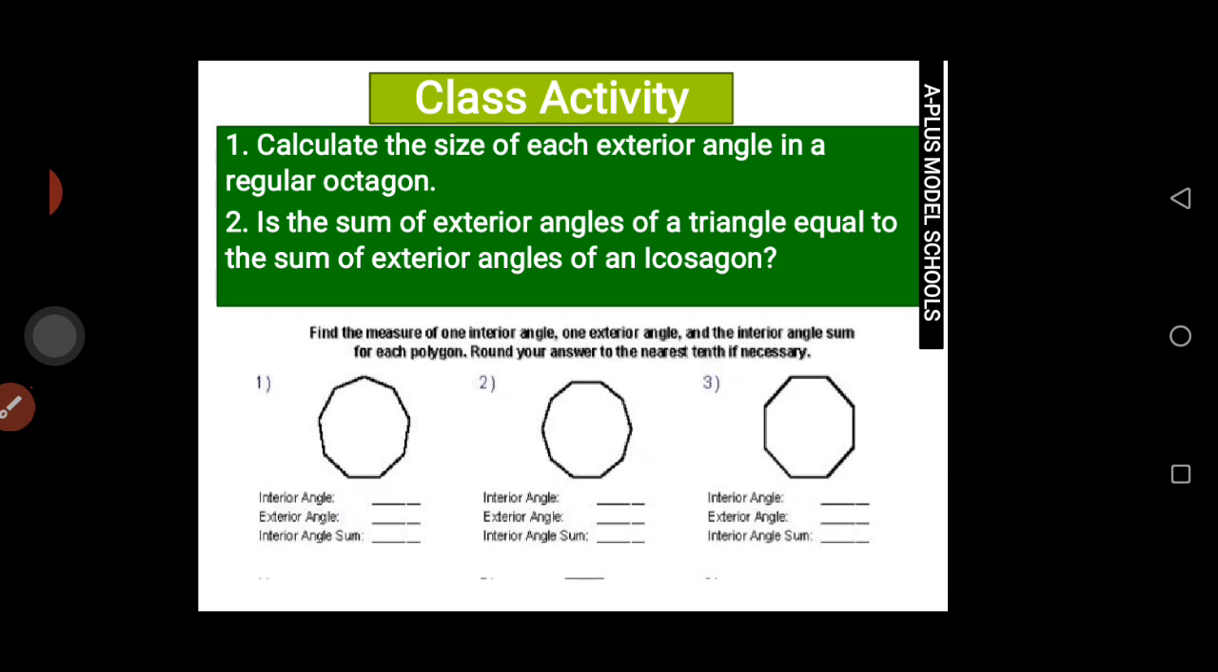We also learned that the sum of exterior angles of any regular polygon is 360 degrees. And also, if you want to look for the value of each exterior angle of any polygon, you first look for the sum of the exterior angles of that polygon, then you divide by the number of sides of that polygon.